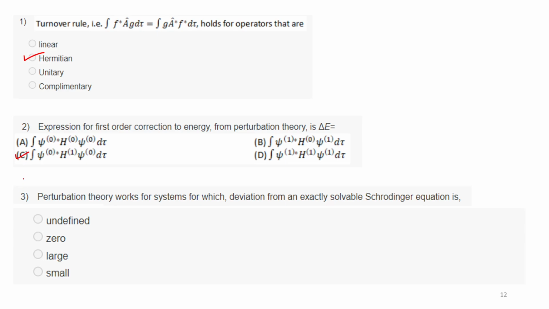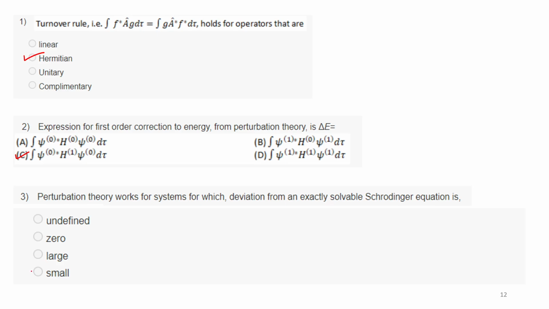Now question number 3: perturbation theory works for the system for which deviation from an exactly solvable Schrodinger equation is, as I told you before starting, whenever we use an approximation method on an exactly solvable system, we consider the perturbation to be very small. So if it is undefined then we can't work with this, if it is 0 then there is no perturbation, and if it is large then we cannot use perturbation theory to determine the expression.